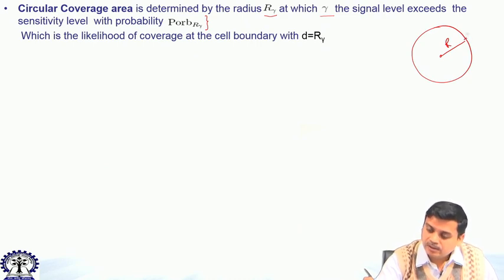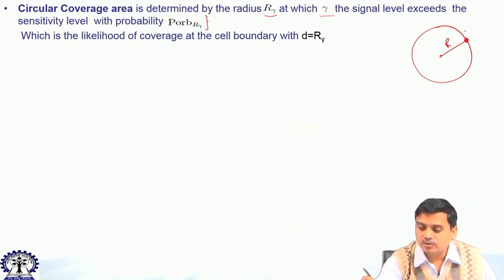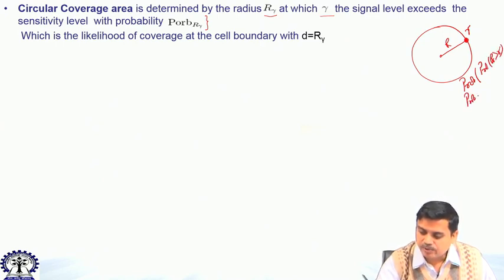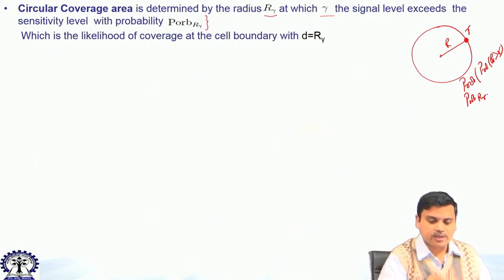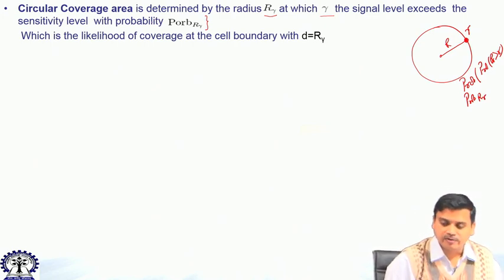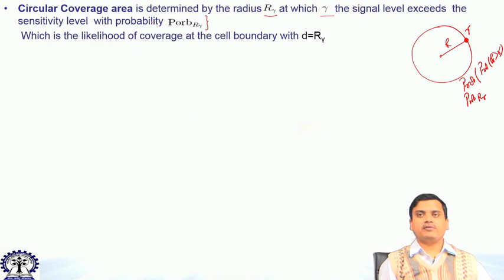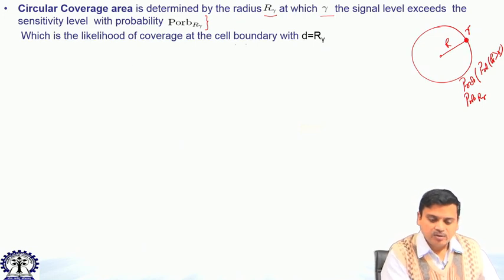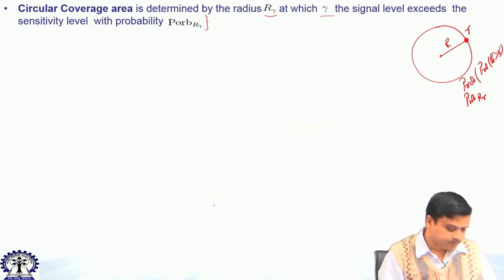wherein at the boundary the signal crosses the threshold of gamma with a probability, that is, the probability that received signal strength is greater than gamma, which is defined as prob r gamma. That is the probability value. So, that is how you define the coverage probability: at the boundary with this radius, what percentage of time one is covered. So, which is the likelihood of coverage at the cell boundary.